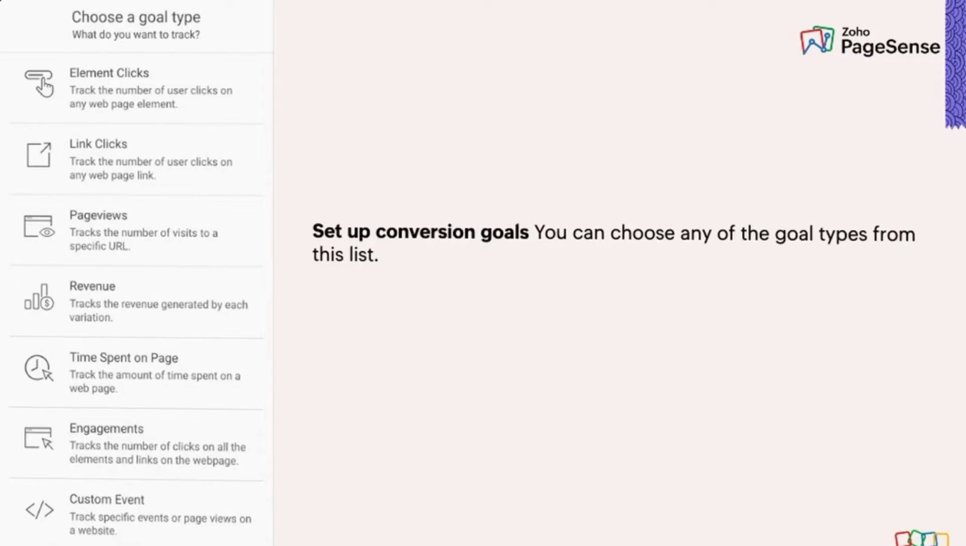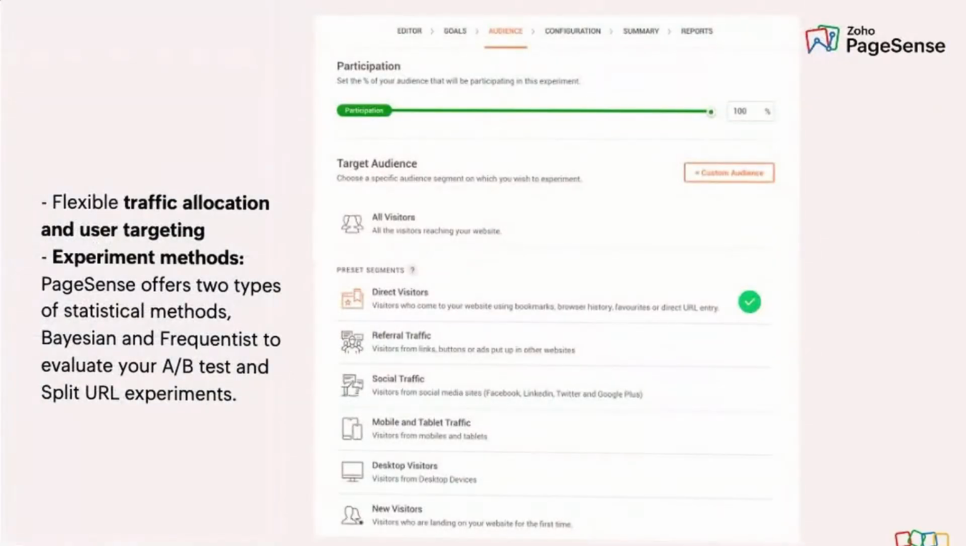So once you set the goal, you can use a slider to set the percentage of audience that you would like to participate in the A/B test experiment. And when it comes to targeting, you can choose based on behavior, traffic, location, device, and any other parameters in the target audience section. And if none of these parameters fit your criteria, you can always use the custom audience option. So we offer 2 types of statistical method to run A/B test: Bayesian and frequentist method.